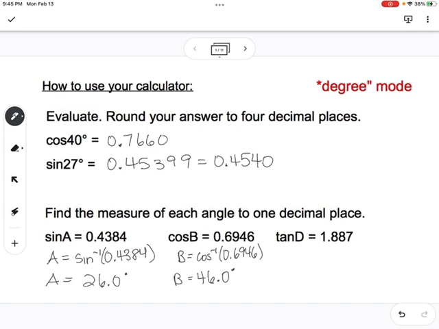Similarly here, we have tan of angle D equals 1.887. To find the angle, we need to move tan to the other side. It'll be a tan inverse. So angle D is equal to tan inverse of 1.887. And that angle is 62.07. 7 is higher than 5, so we need to round that decimal number up. So we will get 62.1 degrees.